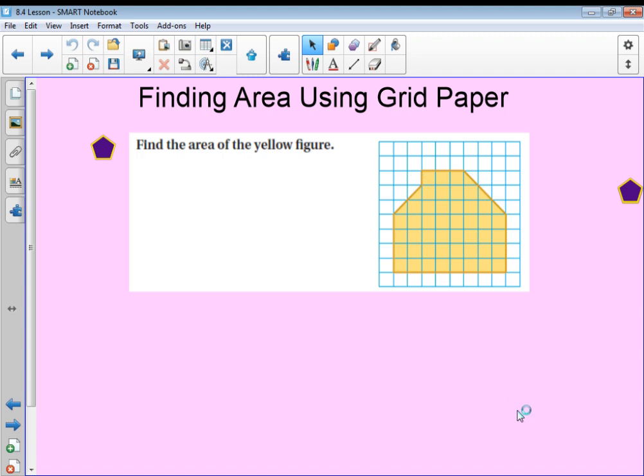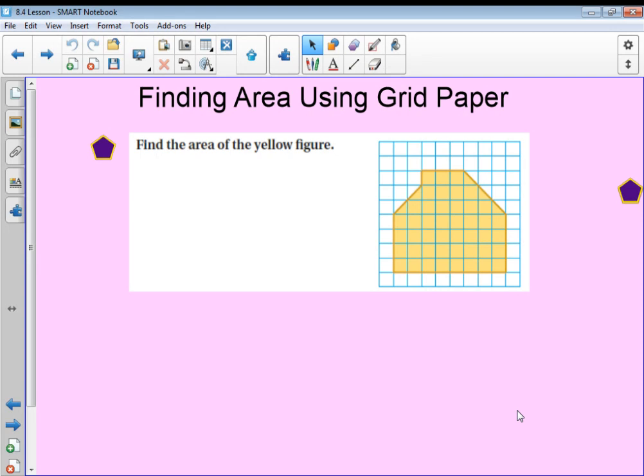All right, in this part of the lesson, we're going to be working with finding the area of composite figures. Remember, composite figures are figures that are made up of more than one shape. So they're going to start out with giving us grid paper. When we find area, remember when we did perimeter, we counted the outside edge. Well, now what we're doing is counting that shaded-in part to find the area.